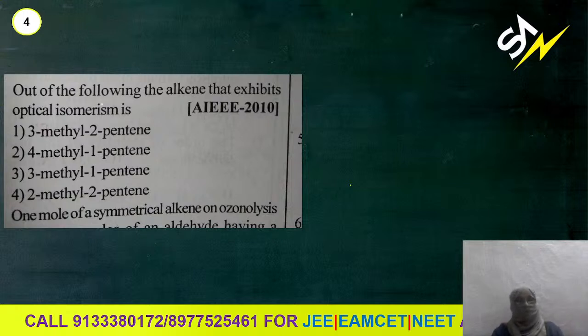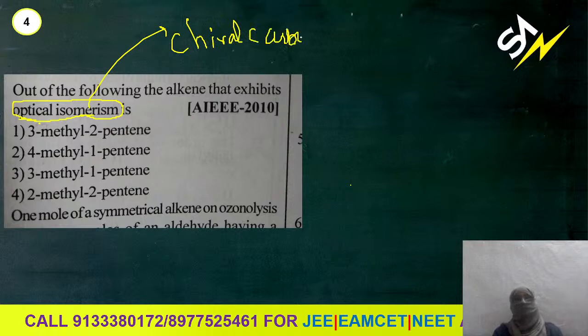Moving on to the question, the molecule which exhibits optical isomerism. Oh, optical isomerism they want. For optical isomerism, we want a chiral carbon, right? Let us just check which of the following will show a chiral carbon. So let me just draw the first option, that is 3-methyl-2-pentene. I first draw the carbon chain of 5. 2-pentene they are telling, I'll put the position here. 3-methyl they are telling.